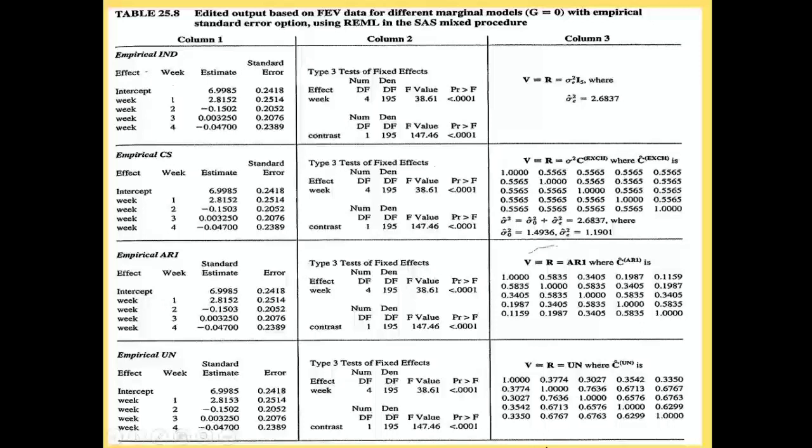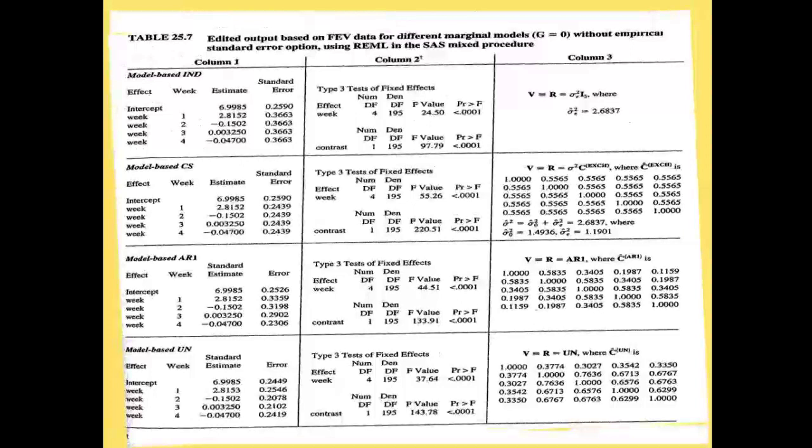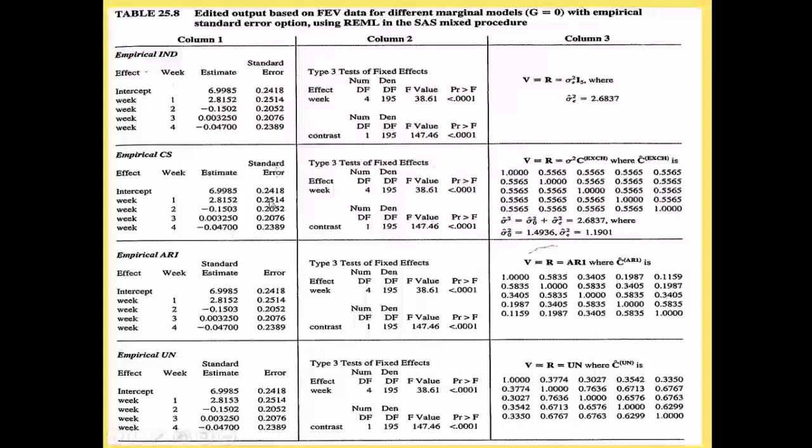Now, you notice, let's look at the standard error for the compound symmetric over here. You see 0.2418, 0.2514 over here. Look at 0.2590, 0.24. Notice that this set of numbers is different, right? So that's what's being adjusted. What's being adjusted when you use the empirical is the standard error. Okay? That's what's being adjusted.